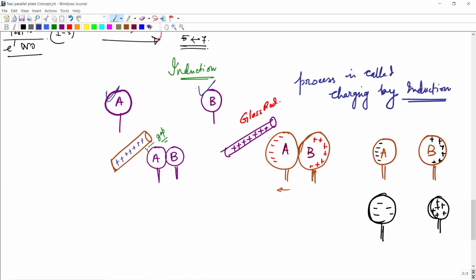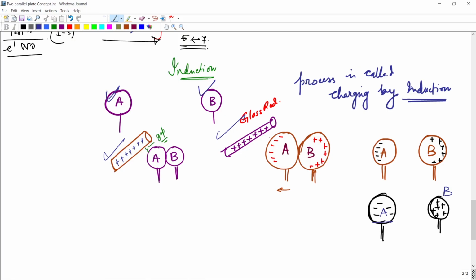Before the induction process, we see the neutral condition: the two balls have an equal number of positive and negative charges. After doing that experiment, we see that ball A has only negative charge and B has only positive charge. So that's why this process is called charging by induction.